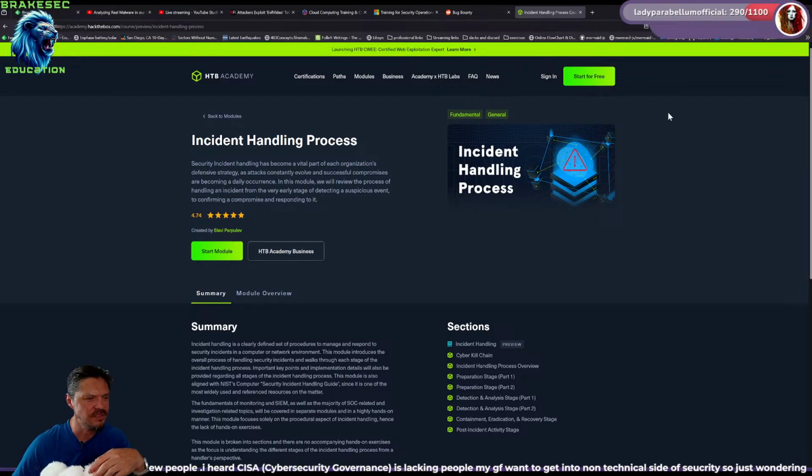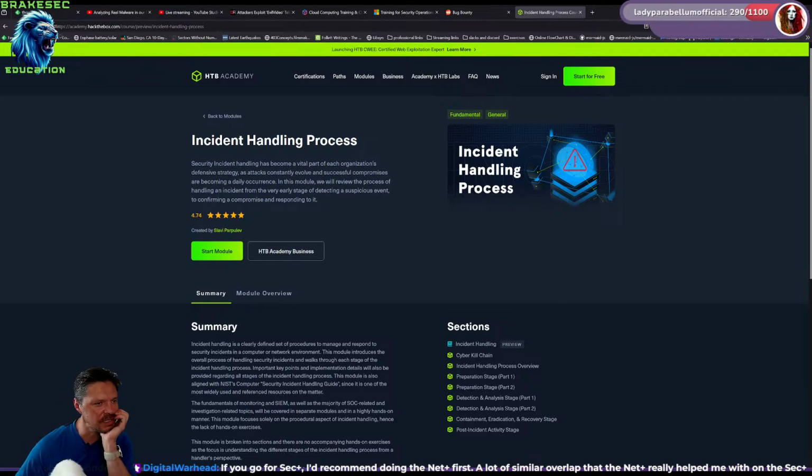Which part of entry-level cybersecurity specification jobs have been lacking new people? I heard CISA is lacking people. My girlfriend wants to get into the non-technical side of security, so just wondering. If you go for Sec Plus, I'd recommend doing the Net Plus first. A lot of similar overlap with Net Plus really helped me on the Sec side.